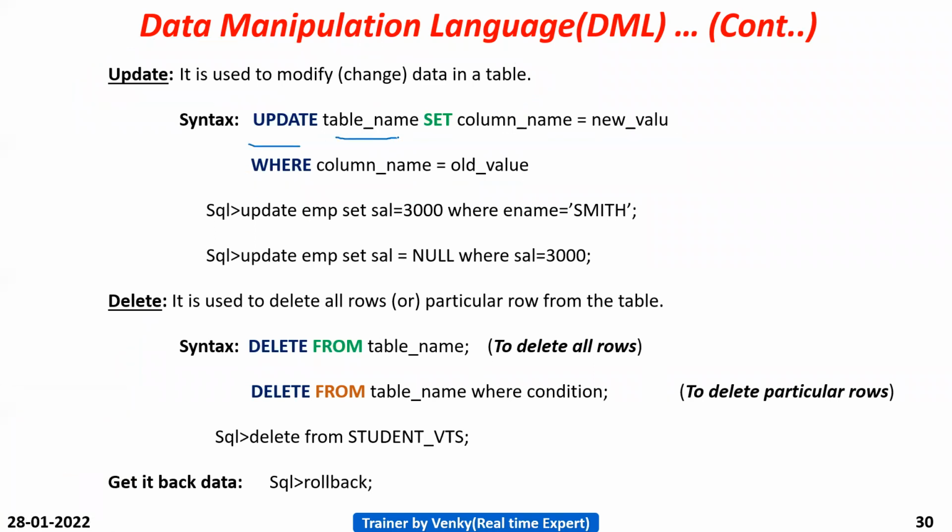Update table name set. That means I am telling the Oracle compiler I am updating the table. What does set mean? I am updating this column value to 3000. The where clause tells which column you are going to update, with the old value. Why do you provide the old value here? So that the Oracle server should search for this value and replace it with the new value.